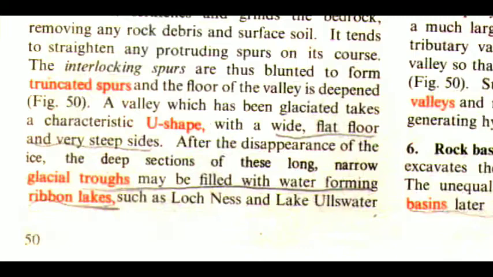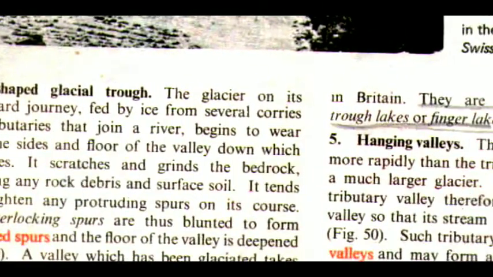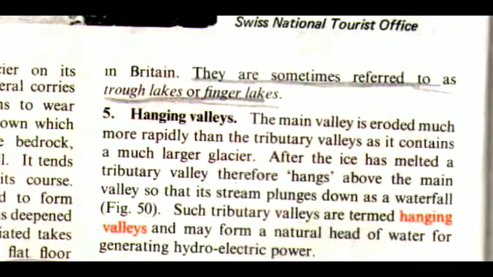After the disappearance of the ice, the deep sections of these long, narrow glacial troughs may be filled with water, forming ribbon lakes such as Loch Ness and Lake Ullswater in Britain. They are sometimes referred to as trough lakes or finger lakes.